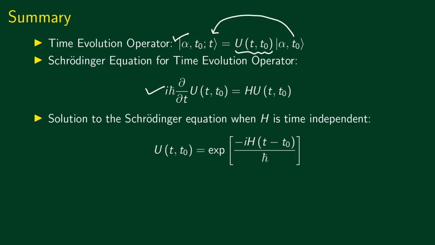We looked at different formal solutions to the Schrodinger equation for the time evolution operator. And in the case where the Hamiltonian is independent of time, the solution takes the simple form. In that case, we can write U(t, t0) is equal to exponential of minus i H (t minus t0) divided by h bar.